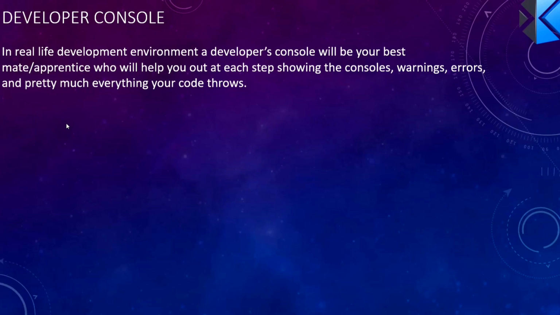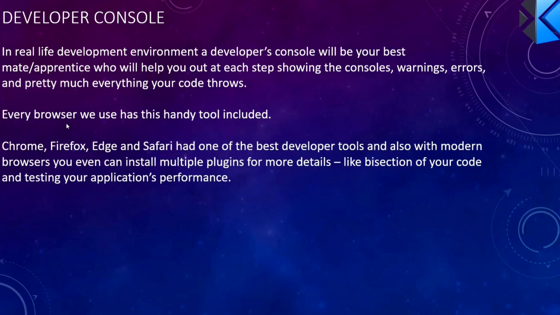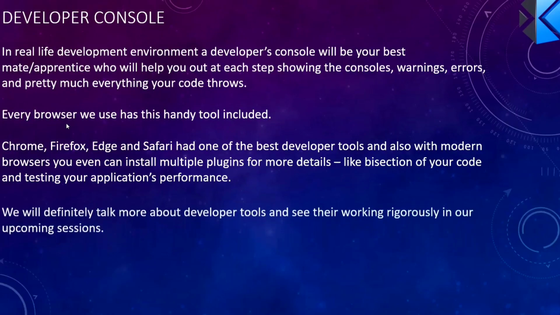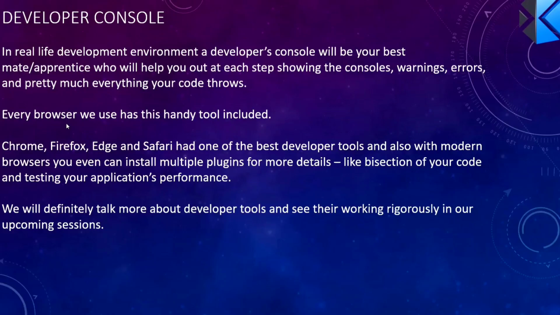But for now, to make it simpler, just understand that whatever errors, warnings, and informative messages your JavaScript is going to throw, you're going to view them in your developer console. And every browser has this. For example, Chrome, Firefox, Safari, Edge, all of them have some of the best developer tools that you can have. You can even install plugins into these browsers to get more out of your application and browser, to check detailed performance, to live test it, and even live edit your application. There are multiple plugins that are going to help. We are going to see them too, and we are definitely going to talk more about developer tools and how exactly they work in our upcoming sessions. So stay tuned on that as well.